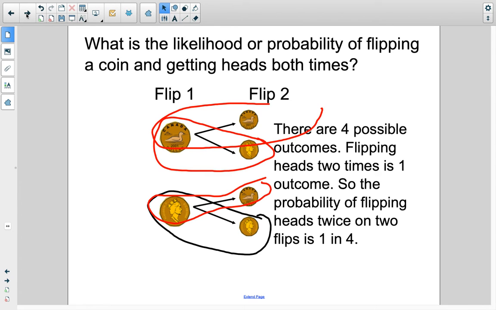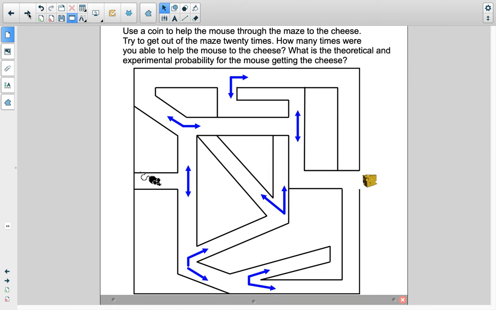So we're going to take a look at another problem using the same strategy, all right? So here's a little mouse, and he's got to get to the cheese. He's got to go through this maze. Every single time he comes to an intersection or a place where there's a choice to go left or right, we're going to flip a coin to see which way he's going to go. So we're going to use a coin to help the mouse through the maze to the cheese.